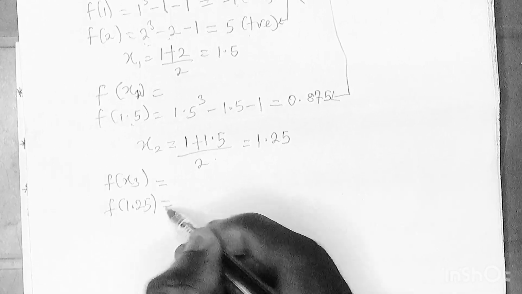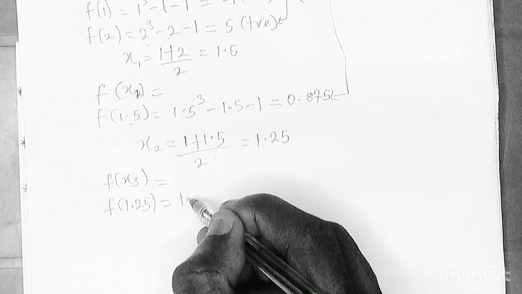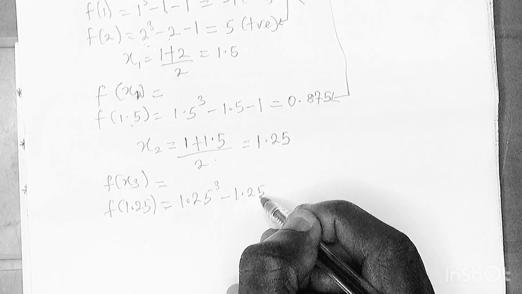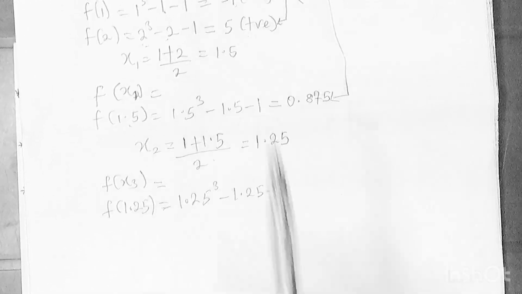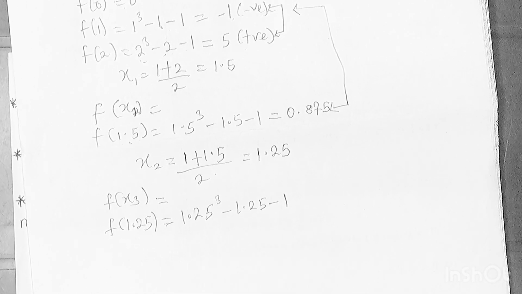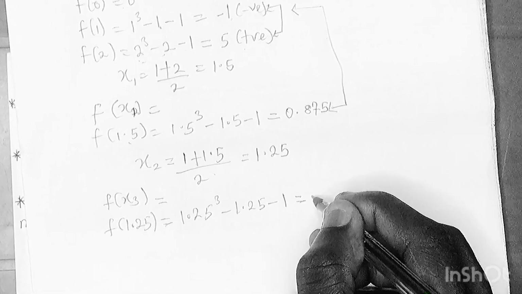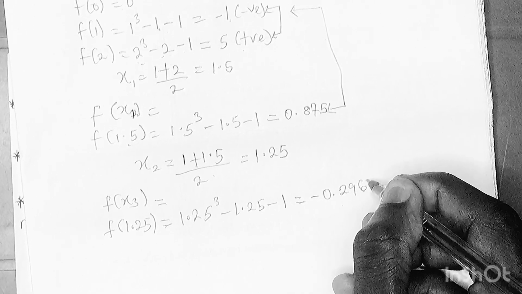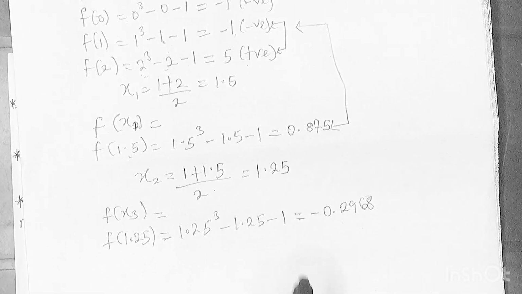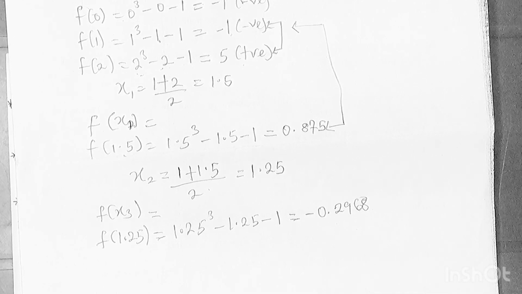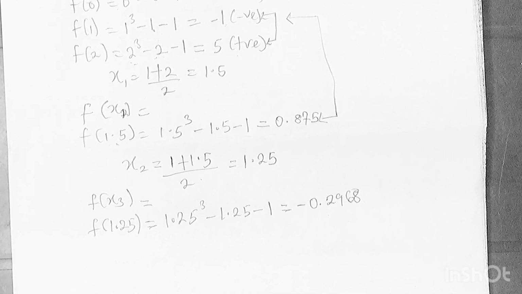So f of 1.25 is going to be 1.25 raised to power 3 minus 1.25 minus 1. Don't forget that it is x raised to power 3 minus x minus 1 that we are using. So if you do this on your calculator, you are going to get negative 0.2968. So we are getting to our answer now.